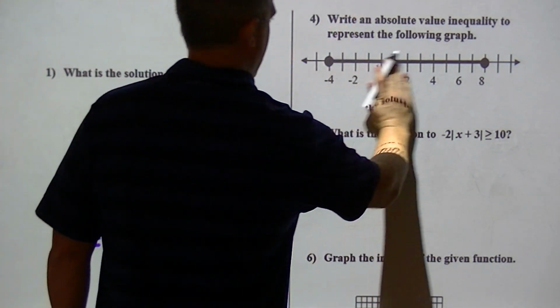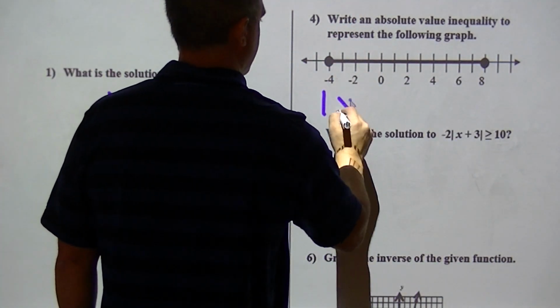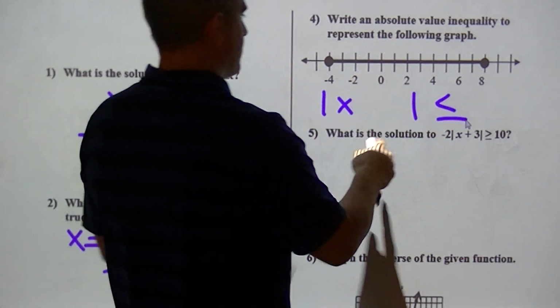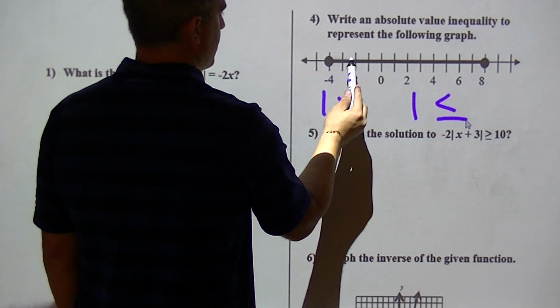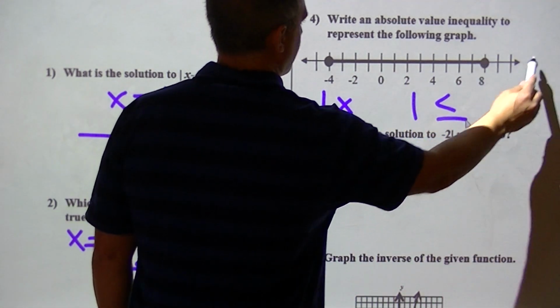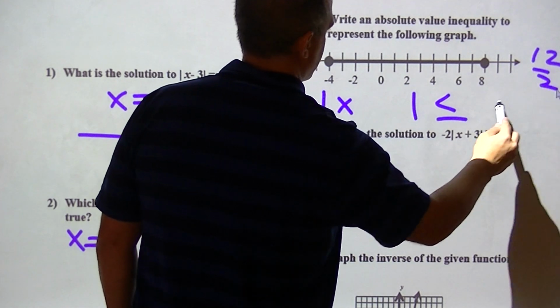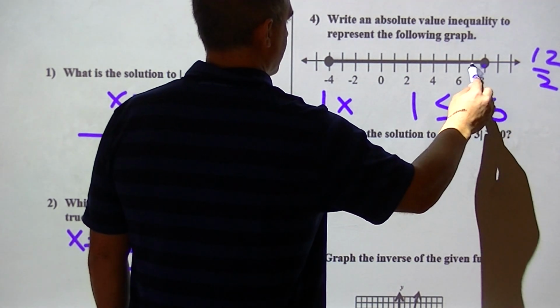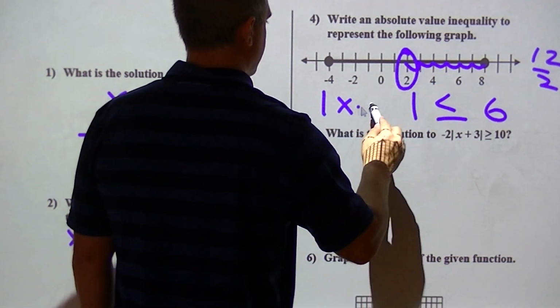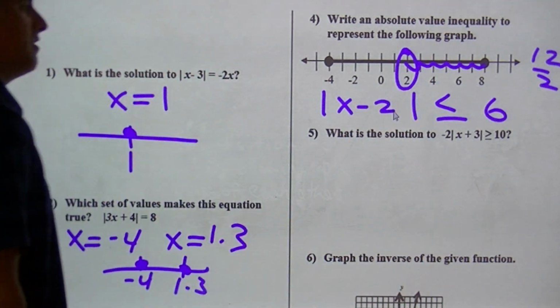When I have shading on the inside, that's going to be absolute value less than or equal to. Because shading's on the inside, I count the spaces. 1, 2, 3, 4, 5, 6, 7, 8, 9, 10, 11, 12. So I take 12, I divide 12 by 2, I get 6. I move in 6. 1, 2, 3, 4, 5, and 6. I end up here, so this would be -2 because I put opposite for that one.